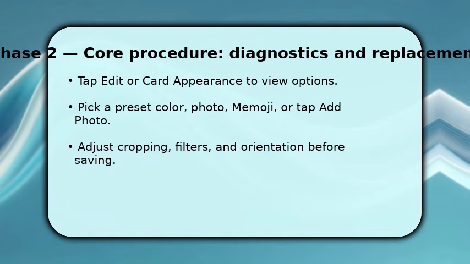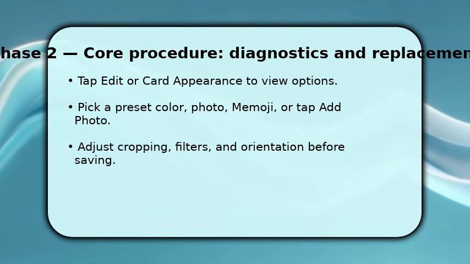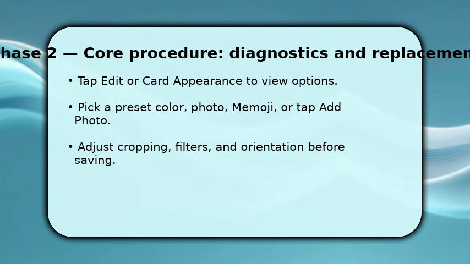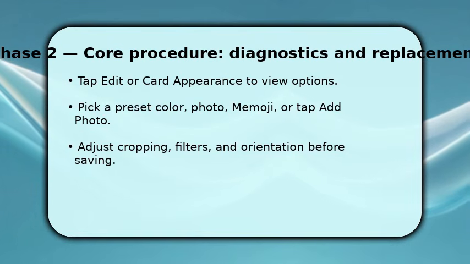You can select a preset color, choose a photo from your library, or use some emoji if offered. Make deliberate cropping and orientation adjustments so the main subject stays centered. Once done, preview both the front and back. Make sure the visual meets readability needs, then tap Save or Done to apply.